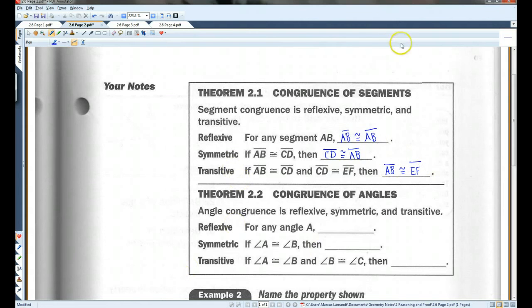Pretty much the same thing is true for angles. For any angle A, angle A is congruent to itself. If angle A is congruent to angle B, then angle B is congruent to angle A. If angle A is congruent to angle B and angle B is congruent to angle C, then angle A is congruent to angle C.